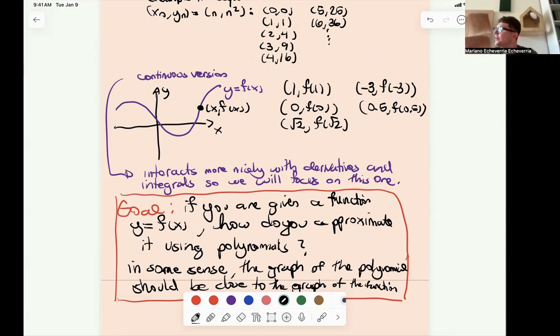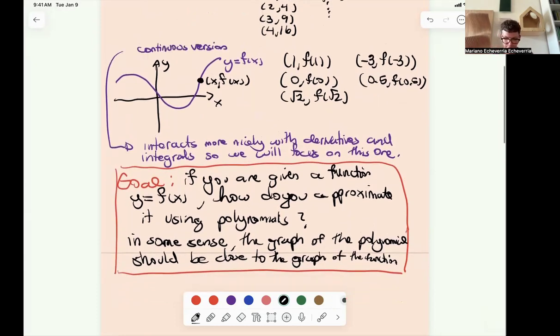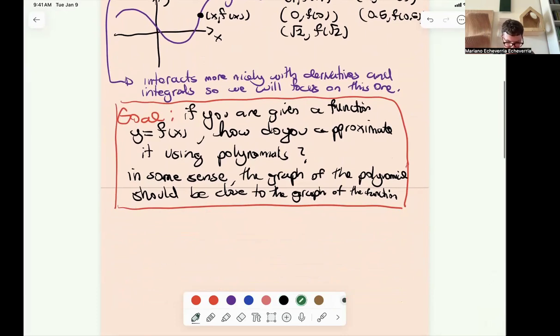In fact, you have already seen some of this stuff, but maybe not presented this way, when you talked about Taylor series in Calc 2. So just to give you an analogy that is useful to have in mind for what we're going to do.